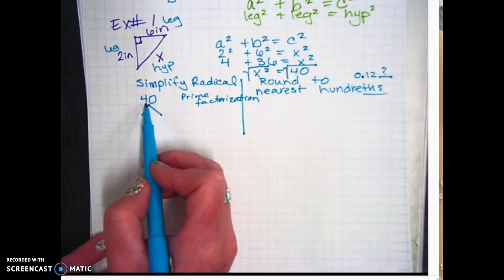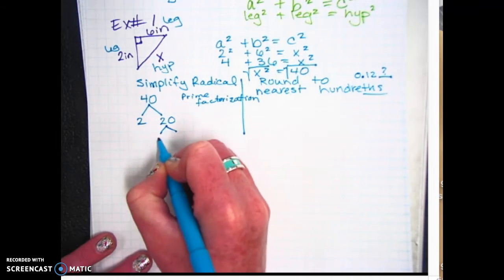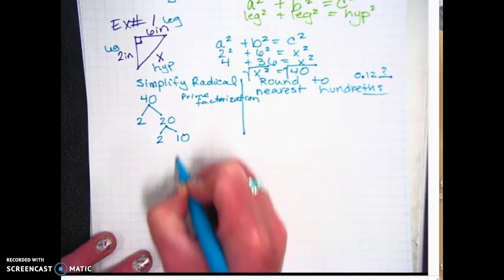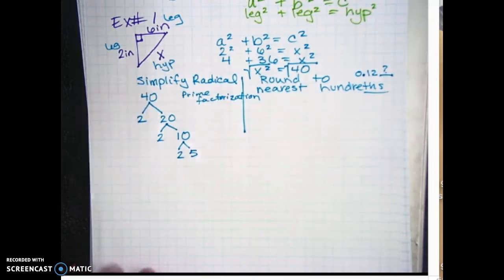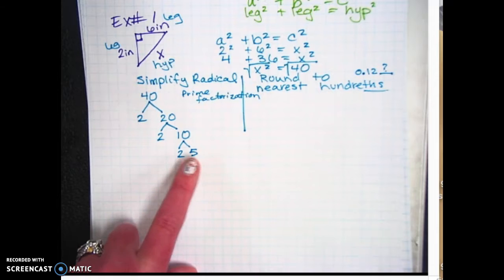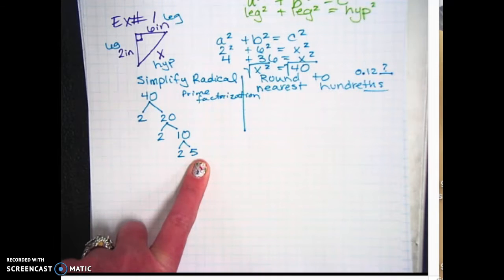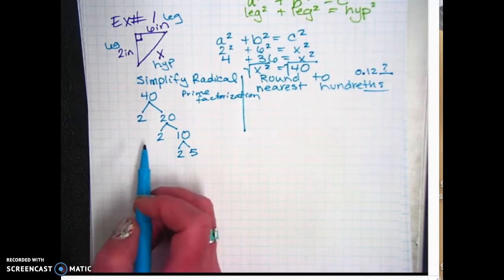Okay, so since 40 is even, we know that 2 goes in there, and it goes in there 20 times. 20 is also even, so 2 goes in there 10 times. 10 is also even, so 2 goes in there 5 times. So the prime factorization of 40 is 2 times 2 times 2 times 5. Once you have your numbers that are part of the prime factorization, you're going to look for pairs.